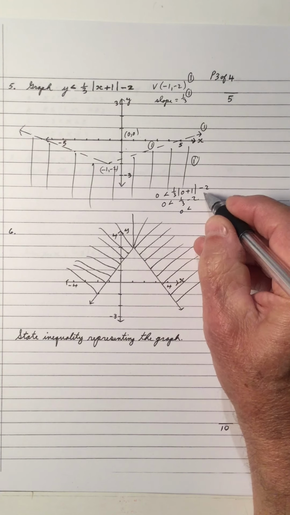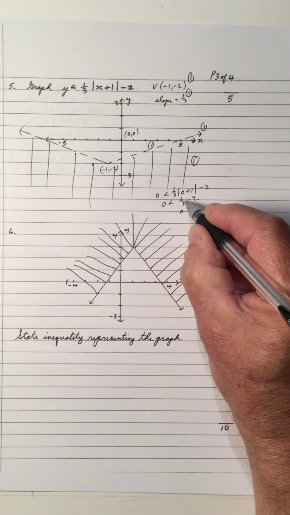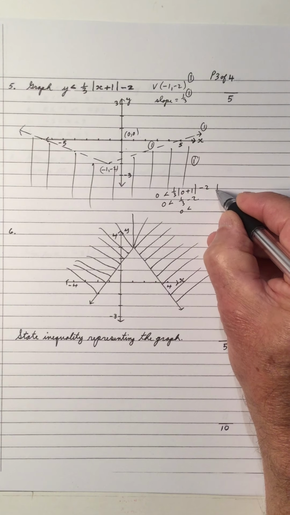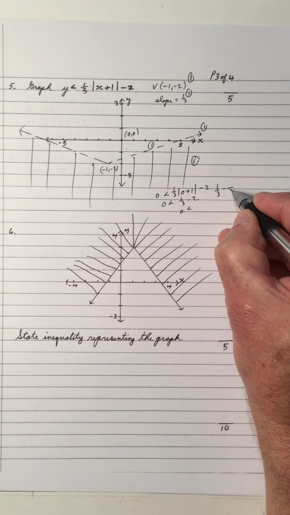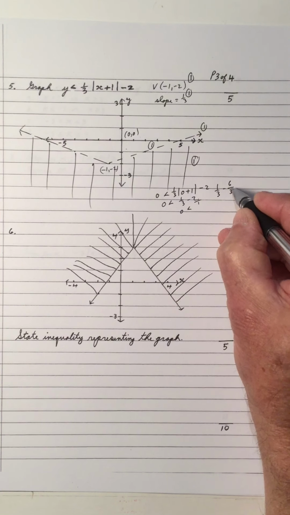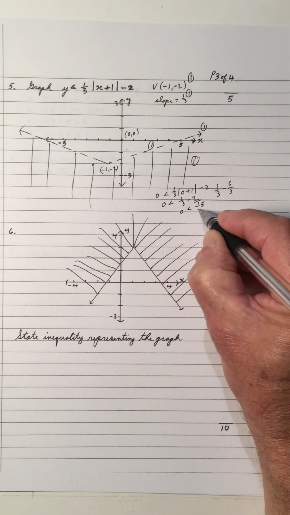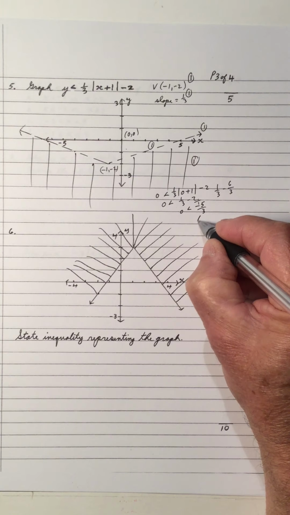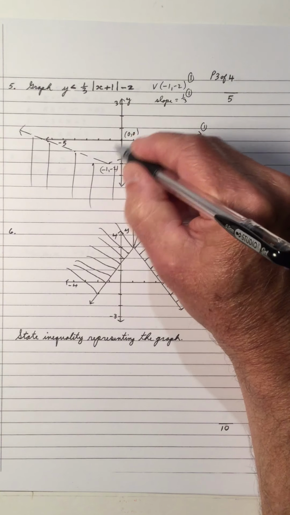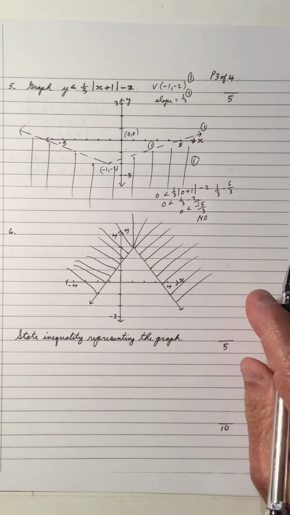0 is less than 1/3. So 1/3 subtract 6 over 3, so that's a negative 5 over 3. And that's a no. So that means we can't shade here. So the shading is done. Okay.